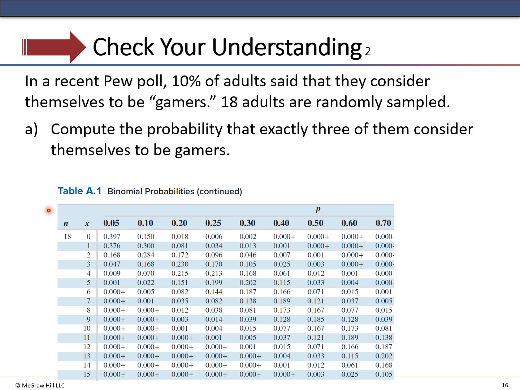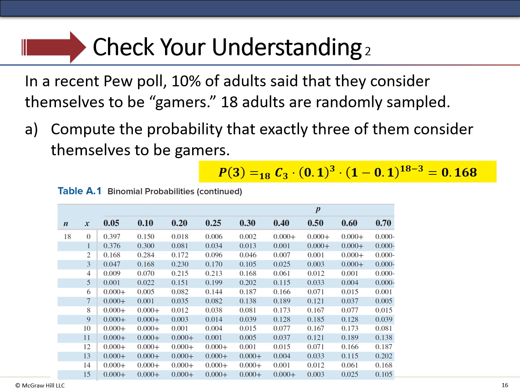So again, you can see we've moved to another section of the table where n equals 18. What is our x going to be? Since we're sampling 3 of them, our x is going to be 3. So we're going to have this 4th row here. It's in blue. And we're going to use the probability of 10%. Okay? So here's our calculation. But notice our table value gives us that as well.